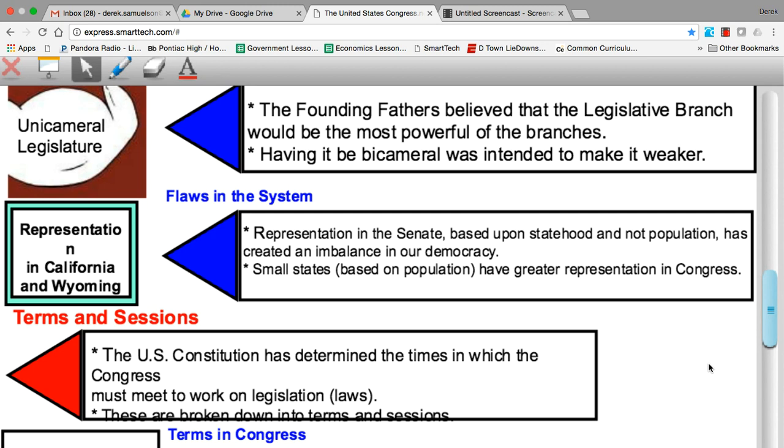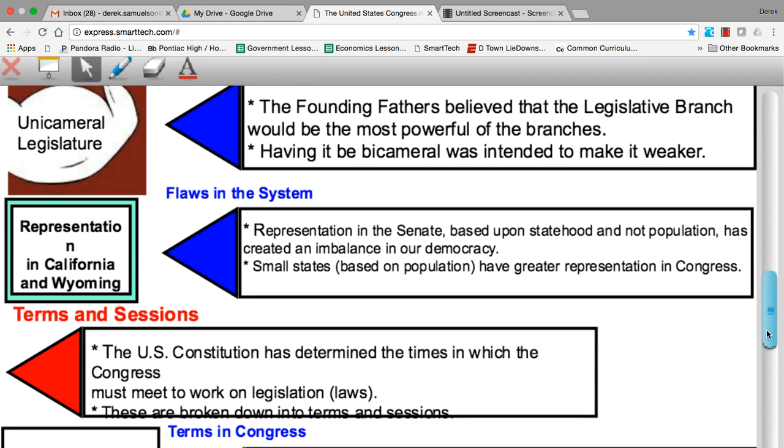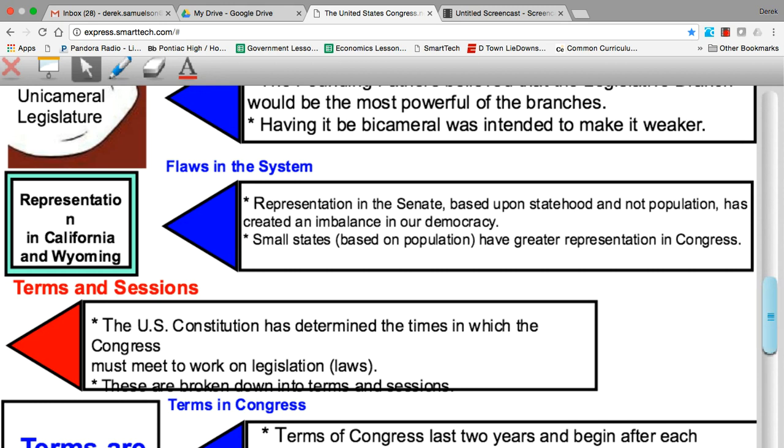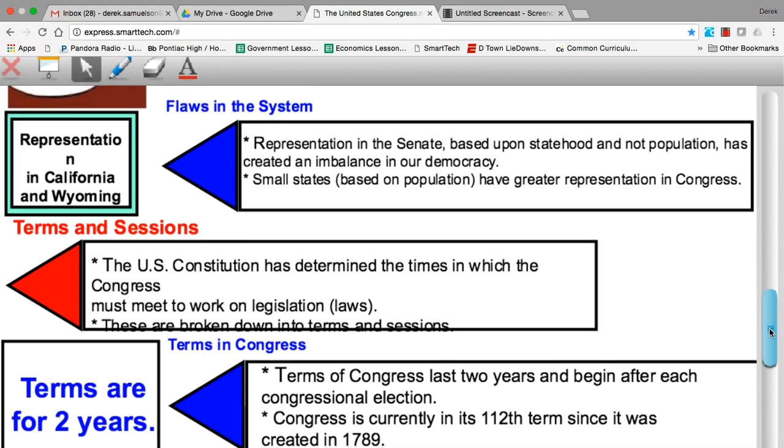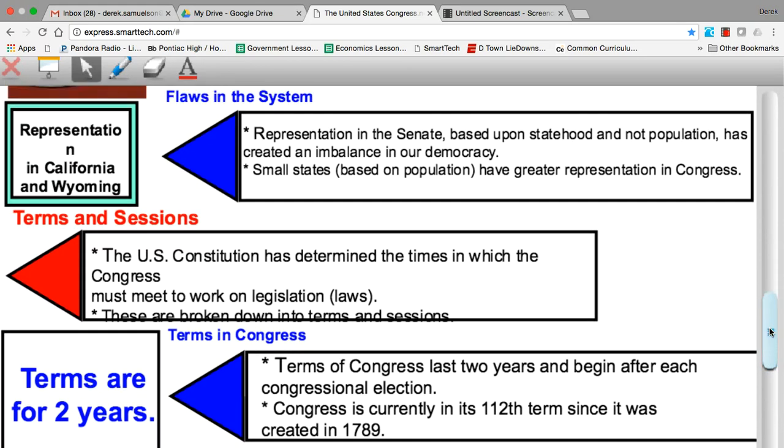The U.S. Constitution has determined the times in which Congress must meet to work on legislation, to work on those laws. It's right in the Constitution. And they're broken down into what we call terms and sessions. Terms of Congress last 2 years. A term of Congress is 2 years, and begins after each congressional election.